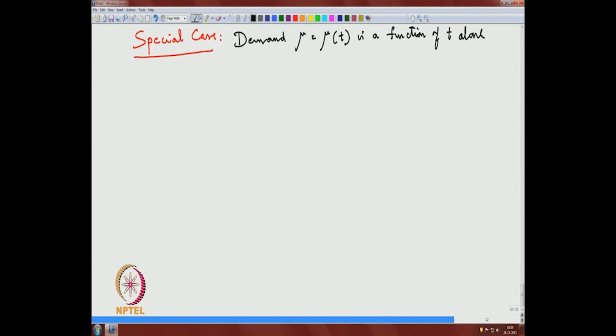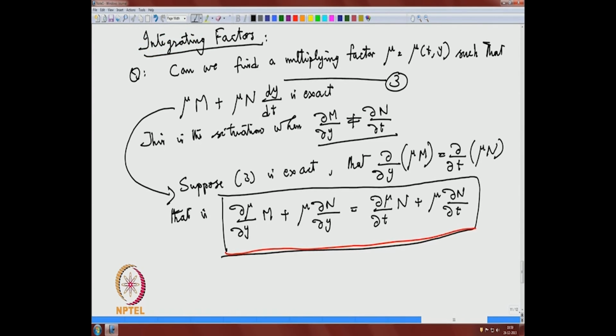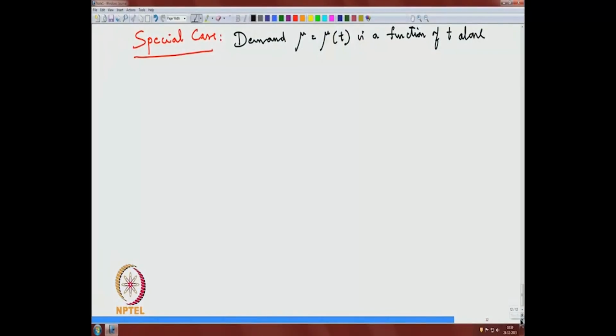So if that is the case, look at this equation. If mu is a function of t alone, then this term vanishes, and then you will have an equation of first order for mu. That is where the advantage is. So by demanding either mu is a function of t alone or mu is a function of y alone, we are removing the extra term, and the equation becomes a first order ODE, which we can solve. That is what we will do.